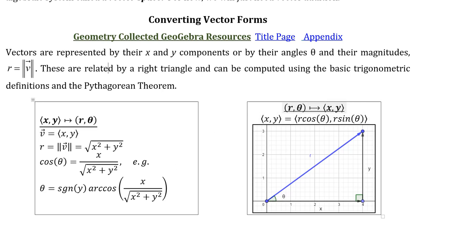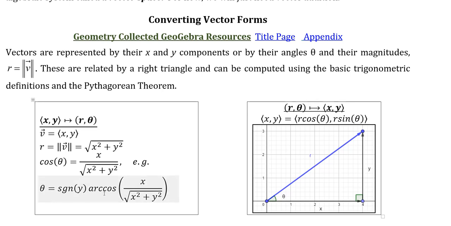So if you've got r and theta, that is magnitude and direction, we can get to the x and y components really simply like that. If you want to go the other direction, then of course, if we know the x and y components, we can use the Pythagorean theorem to find r. So r, or the magnitude of v, is the square root of x squared plus y squared. And the cosine of theta is x over r. So remember, r is the square root of x squared plus y squared, so cosine of theta is x over the square root of x squared plus y squared.